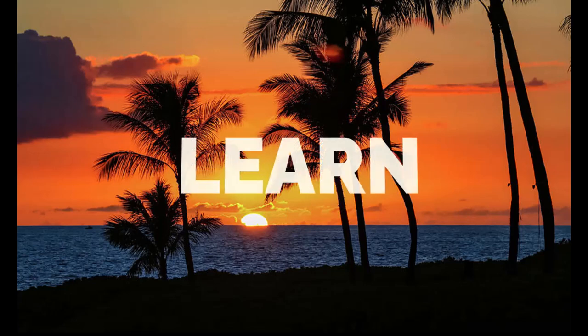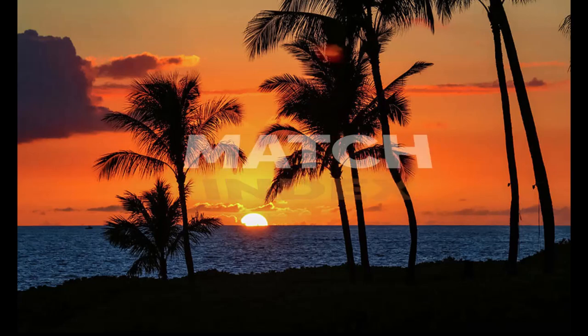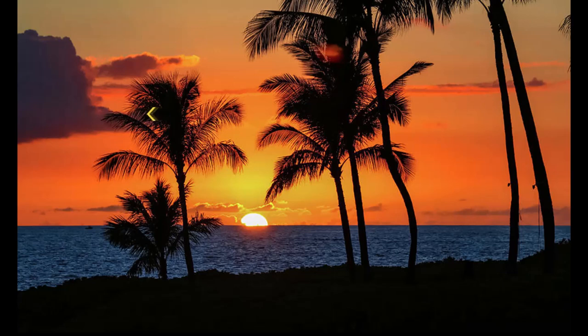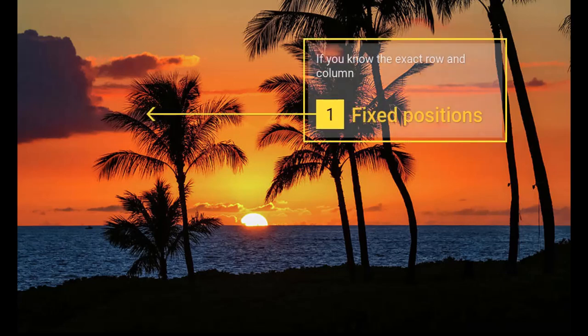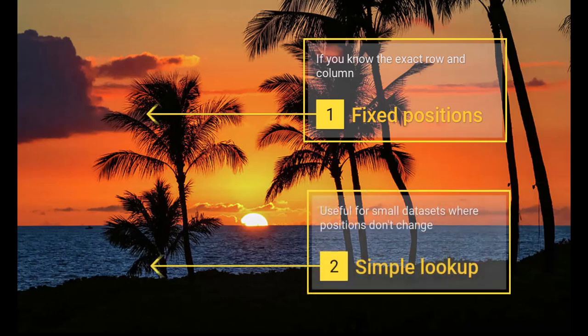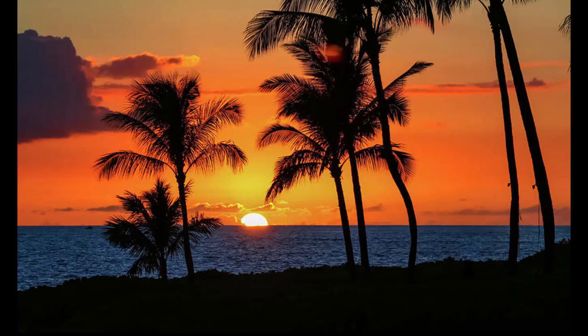Today we will learn about the INDEX and MATCH functions. What is the INDEX function? The INDEX function retrieves a value from a specific location in a table by providing the row and column numbers. Why do we use INDEX? We use INDEX for fixing a position if you know the exact row and column. It is good for simple lookups, useful for small datasets where position doesn't change.